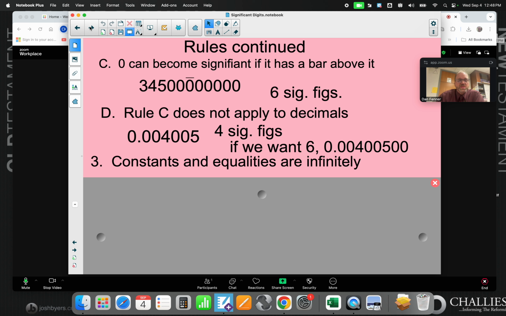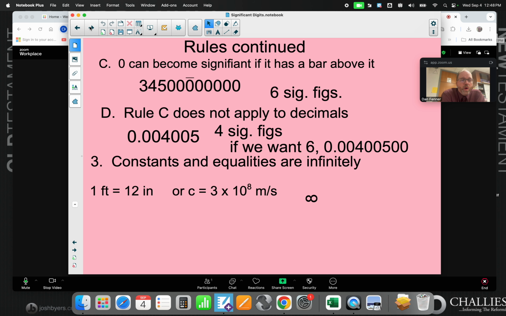All right. And the last rule here, constants and equalities are significant. So we're saying 1 foot is 12 inches. Exactly 1 foot is exactly 12 inches. That's infinitely significant. We don't worry about sig figs, as many as we need. In addition, we have the value c, which is the speed of light in a vacuum, 3 times 10 to the 8th meters a second. That's an exact number. We can consider that infinitely significant.